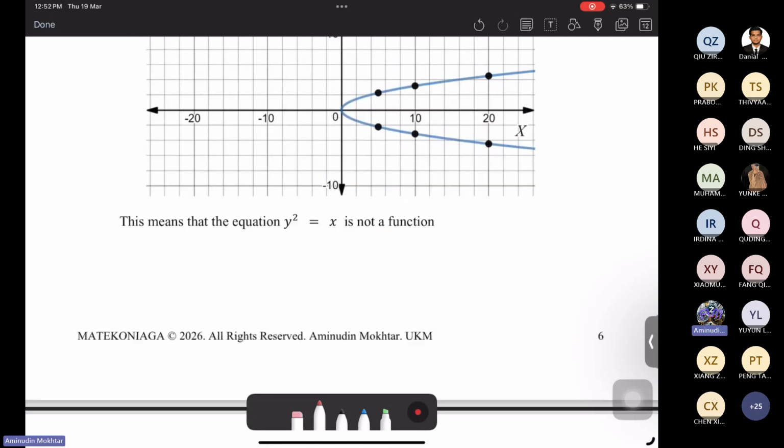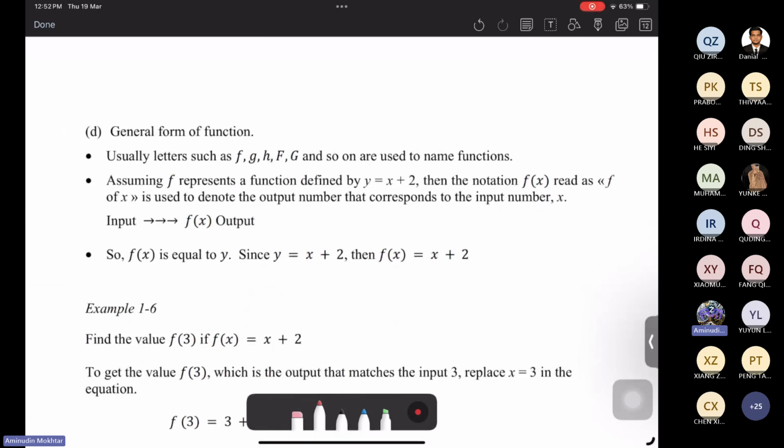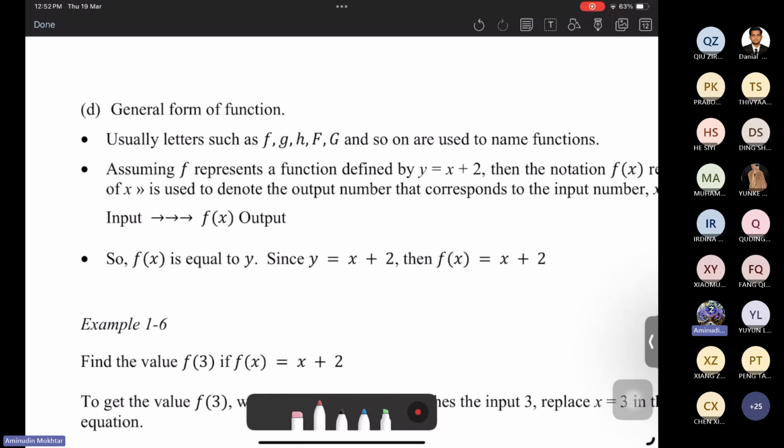The next one is about the general form of function. Okay, the general form of function, how to write the general form. Sometimes we can use a letter such as capital F or capital G to label the function.